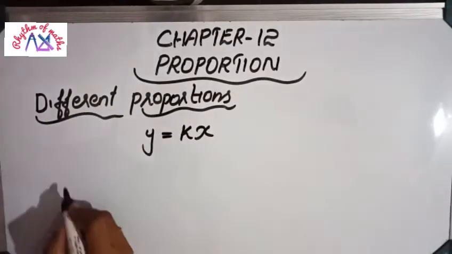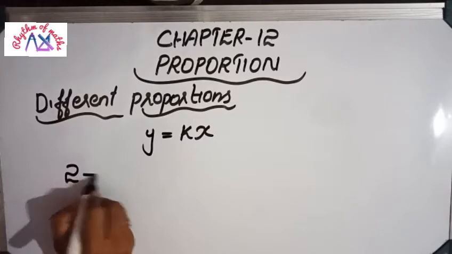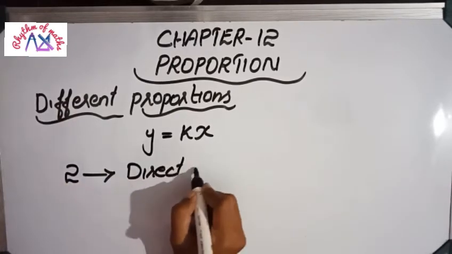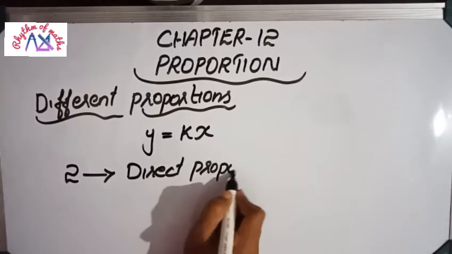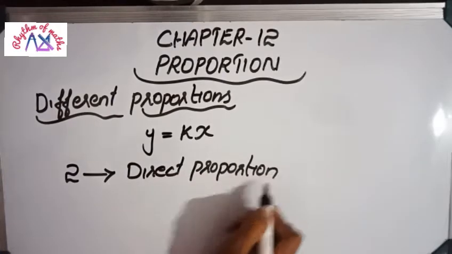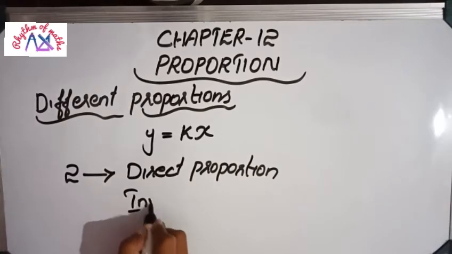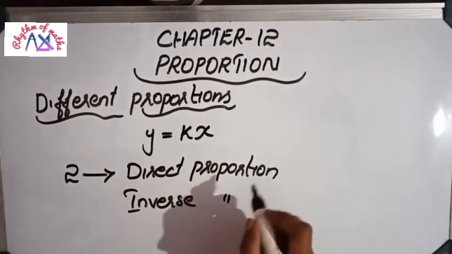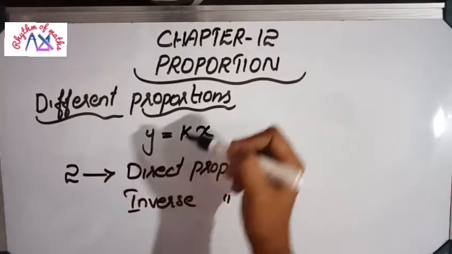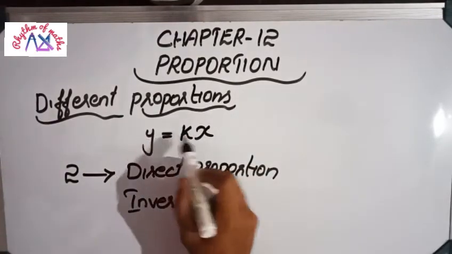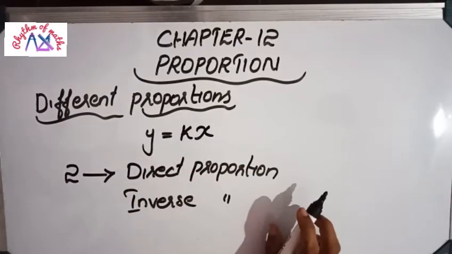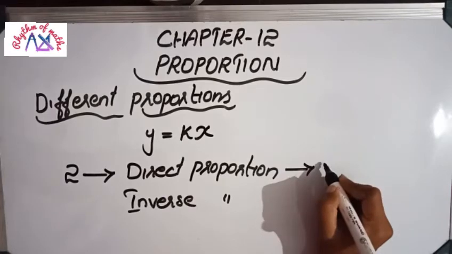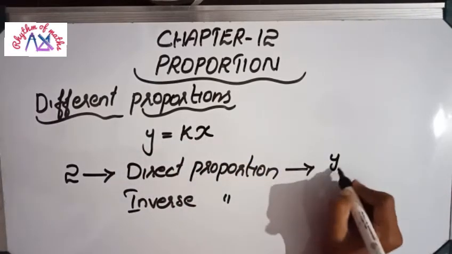Now different proportions means two types of proportions are there. First is direct proportion, second is inverse proportion. The first proportion is the same as the previous one, that is y equal to kx. This is direct proportion. That means if proportions are of the form y equal to kx or y by x is equal to k.